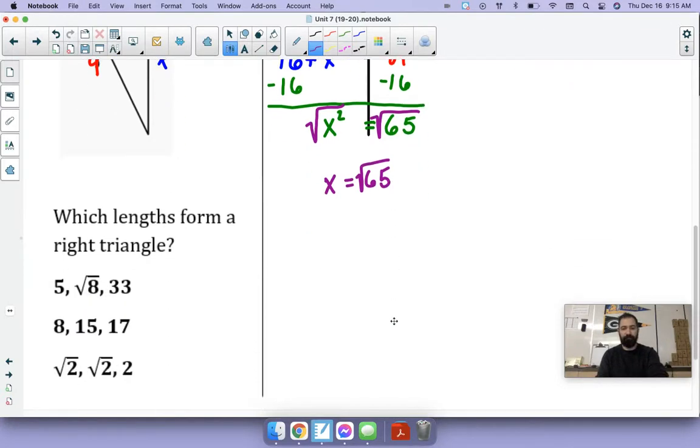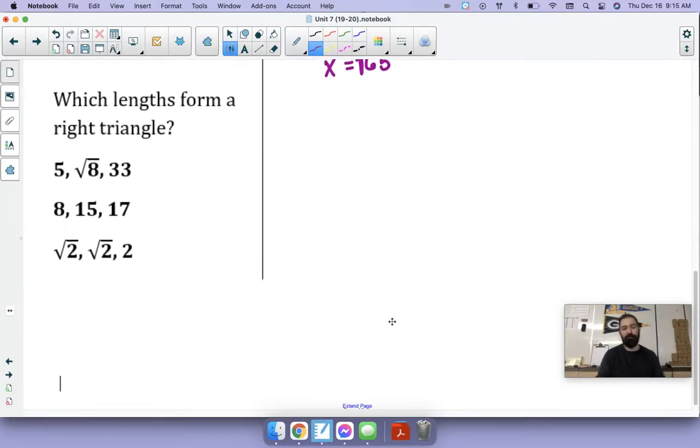Let's check another problem here. Which lengths form a right triangle? This was the converse to the Pythagorean theorem, which we did yesterday in class, or if you're watching this at another time, we did it in class in lesson 1. This is lesson 2. We need to figure out which one of these, if any, are a right triangle. To know that, we do the converse to the Pythagorean theorem, which says if a squared plus b squared equals c squared, then it's a right triangle.